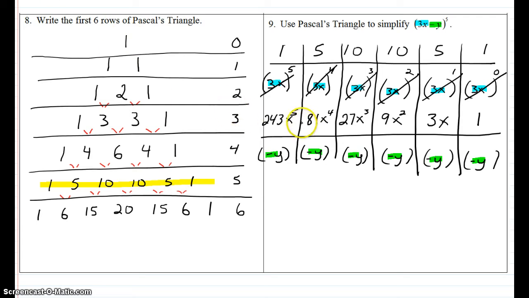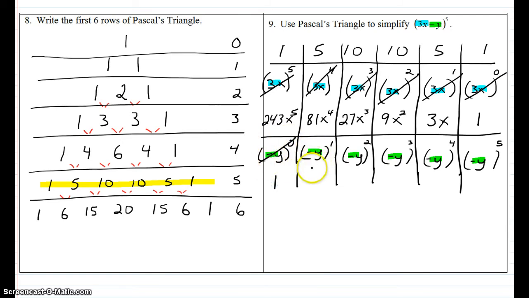Alright, now we do our exponents. It goes in the reverse order. So 0, 1, 2, 3, 4, 5. And now start simplifying on the left side first. So anything to the power of 0 is just 1. So we've taken care of that.